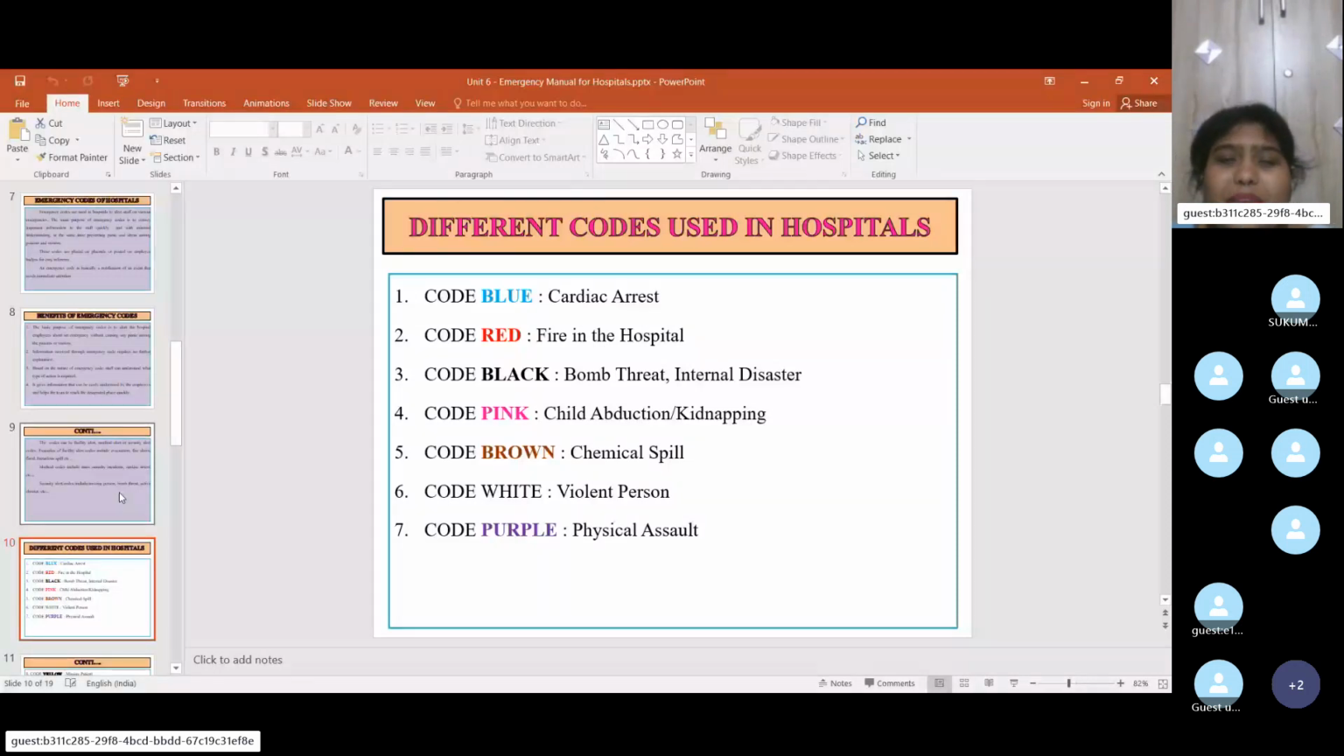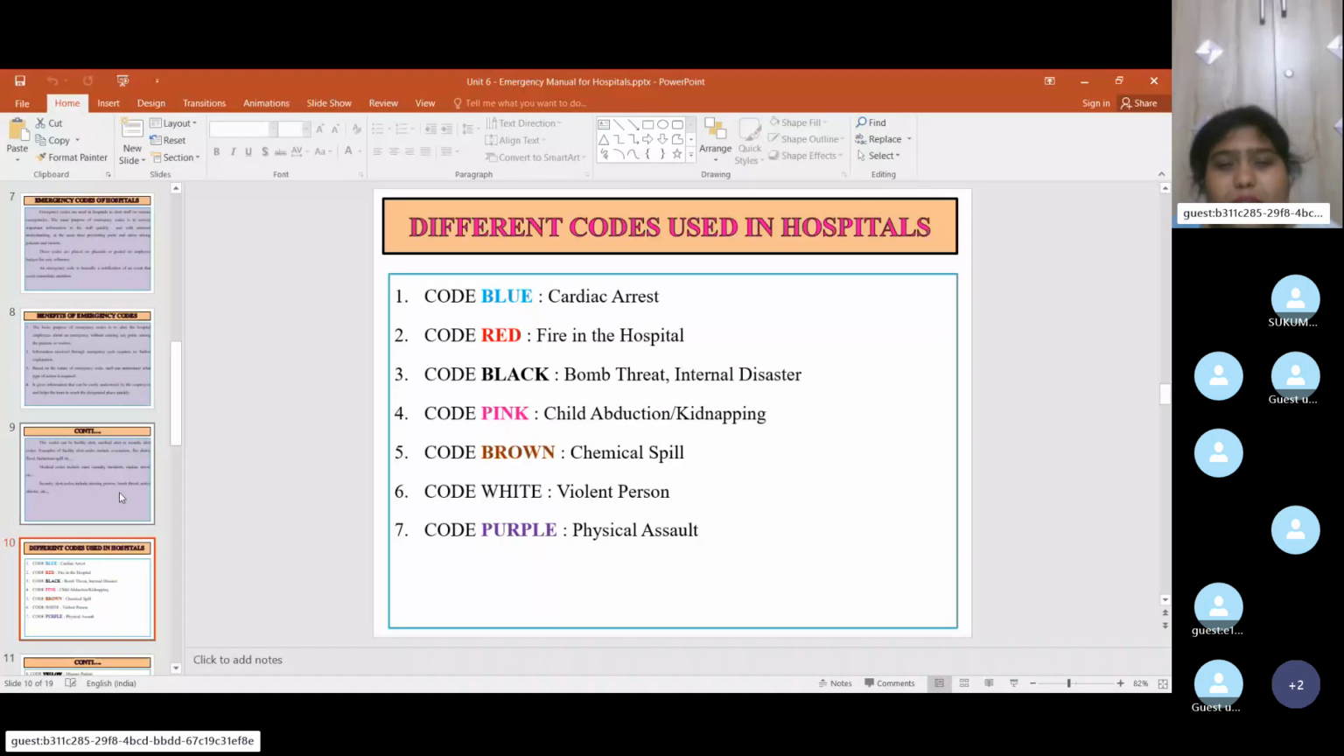Then moving on to code pink. Code pink is child abduction or kidnapping, especially children from 0 to 15 years. Whenever a child goes missing, this code is activated, and it is very important to find the child as early as possible. Then code brown. Code brown is any chemical spill which is very hazardous and which can cause problems for people around.